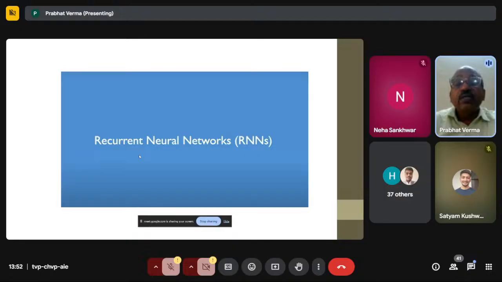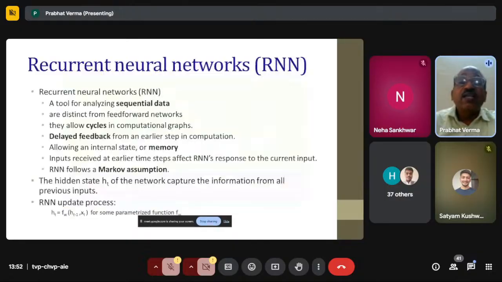So we come to the recurrent neural networks or RNN. RNNs are a tool for analyzing sequential data. They are distinct from feed-forward networks. They allow cycles in computational graphs, delayed feedback from an early step in computation. They allow an internal state or memory. Inputs received at an earlier time step affect the RNN's response to the current input. RNN follows a Markov assumption. The hidden state ht of the network captures the information from all the previous inputs.